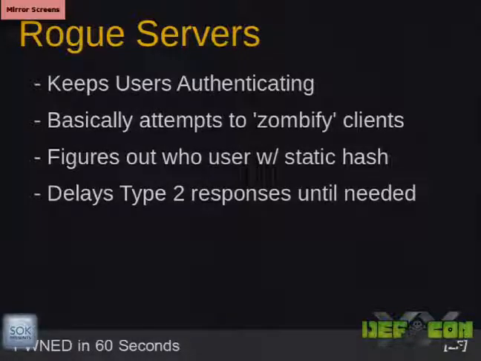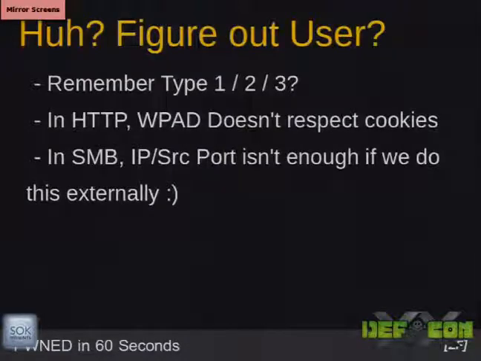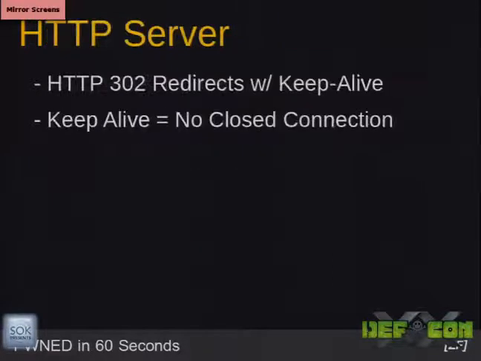So the first authentication request is with a static challenge, that 112233. For those of you who pen test, you know that's kind of the rainbow table challenge. And we need to figure out who this user is. Like I said, we don't know until type 3, so we send a static challenge. I like to call this the Alzheimer's feature. It basically forgets who the user is and asks them to re-authenticate every time they connect without closing the session. The reason we do this is because in HTTP, WPAD and other requests don't always support cookies, as well as identifying them over SMB using an IP and source doesn't work if you're doing it across the internet behind a NAT.